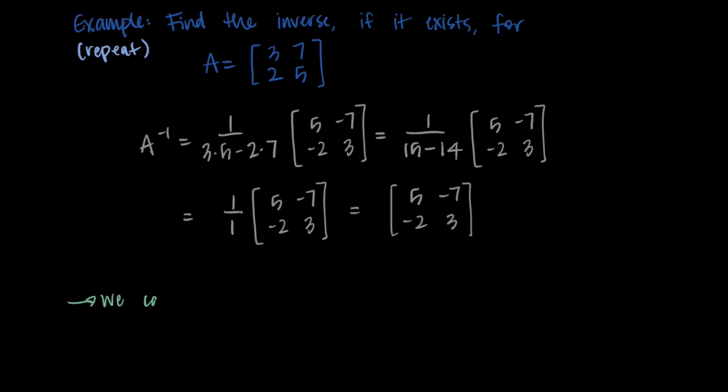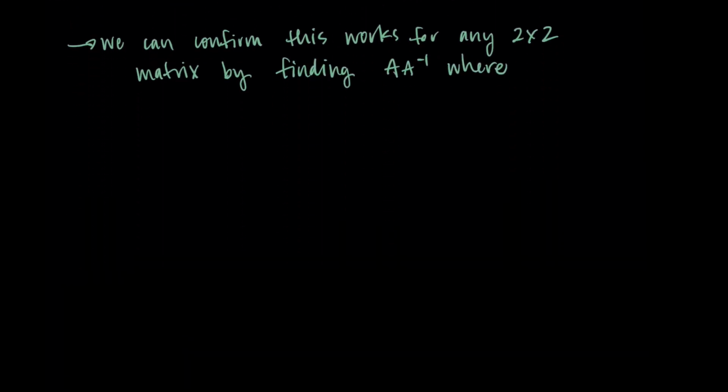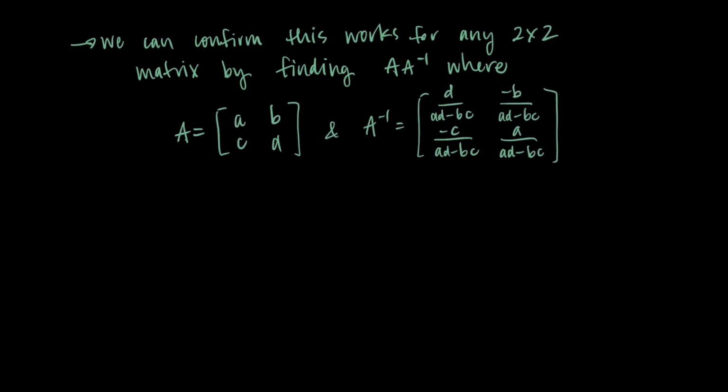So anytime you're trying to find a 2 by 2 inverse, you can use this formula. If you want to see that this works in general for any 2 by 2 matrix, I'd suggest using this formula and going ahead and computing A times A inverse to show that it works and you get the identity. But I'll leave that to you if you're interested in working through the formal proof. For now, let's move on to some larger examples.